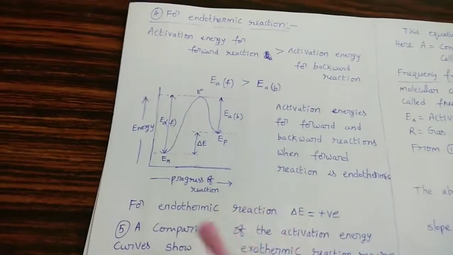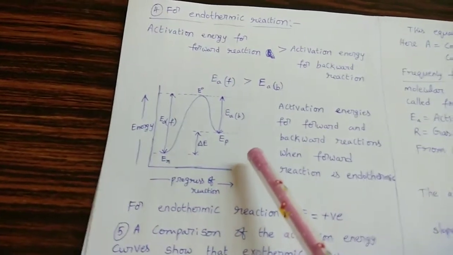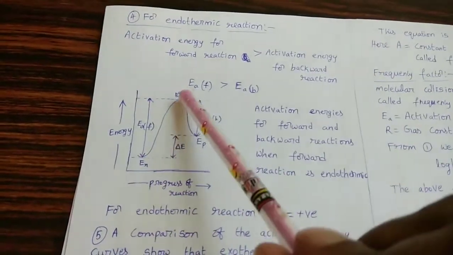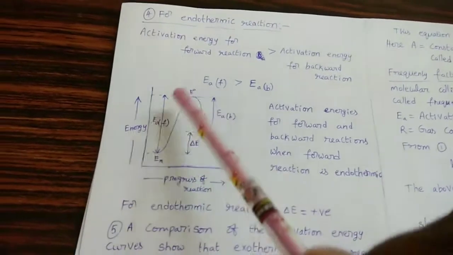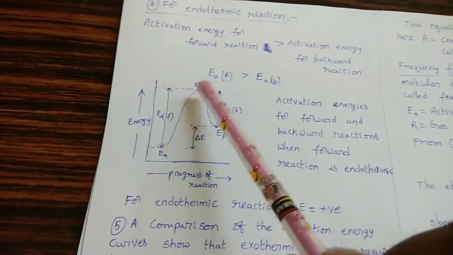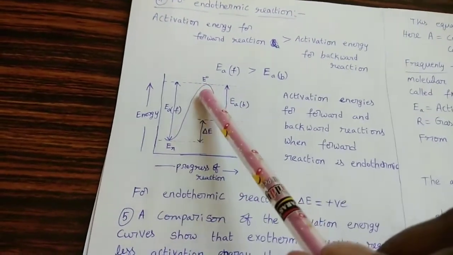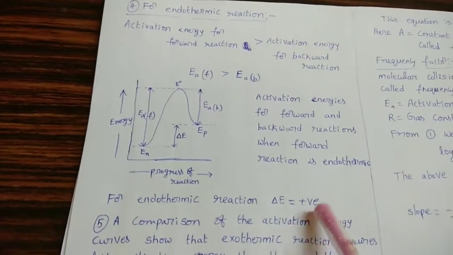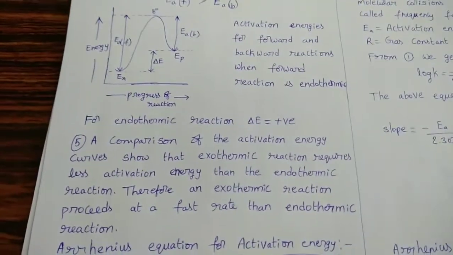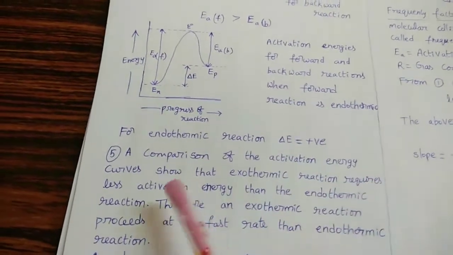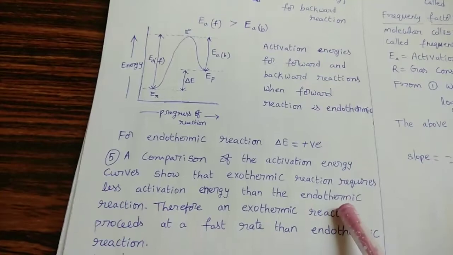Here endothermic means the reaction takes place by absorbing heat energy. See this one. For the forward reaction to take place, more energy is required. By absorbing energy, reactants are converted into activated complex and then products. So forward reaction is endothermic. For this reaction, delta E equal to positive. Next, a comparison of the activation energy curves shows that exothermic reaction requires less activation energy than the endothermic reaction. See the curves.